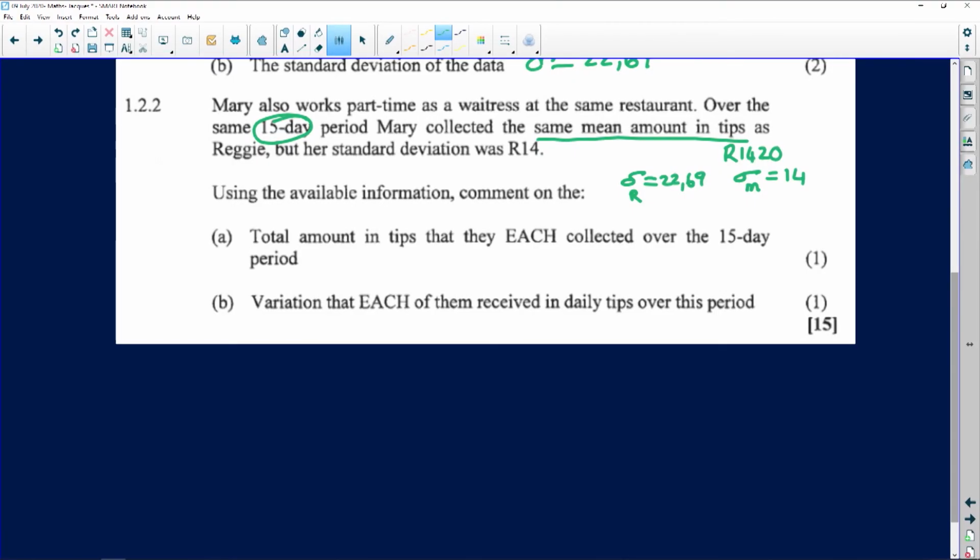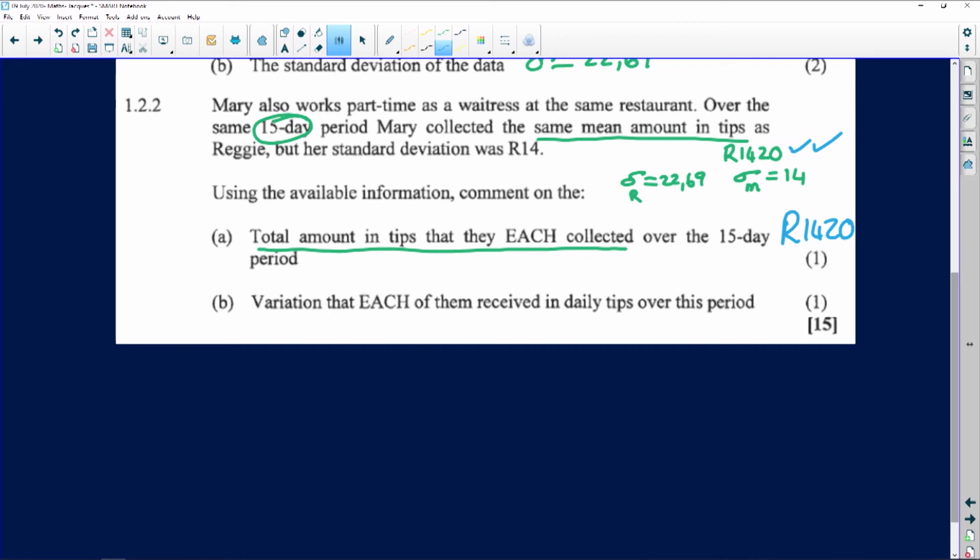Now they're going to ask us most probably to interpret what it means in terms of the difference between the two, how fast they made their tips, how to interpret the standard deviation. They can ask us quite a few questions here. Let's see what they said. Using the available information, comment on the total number of tips that each collected. Okay, now we've got that. We don't need to comment. We know that that is 1,420. They told us so in the question. So if we read that properly, we would have seen the answer for that.